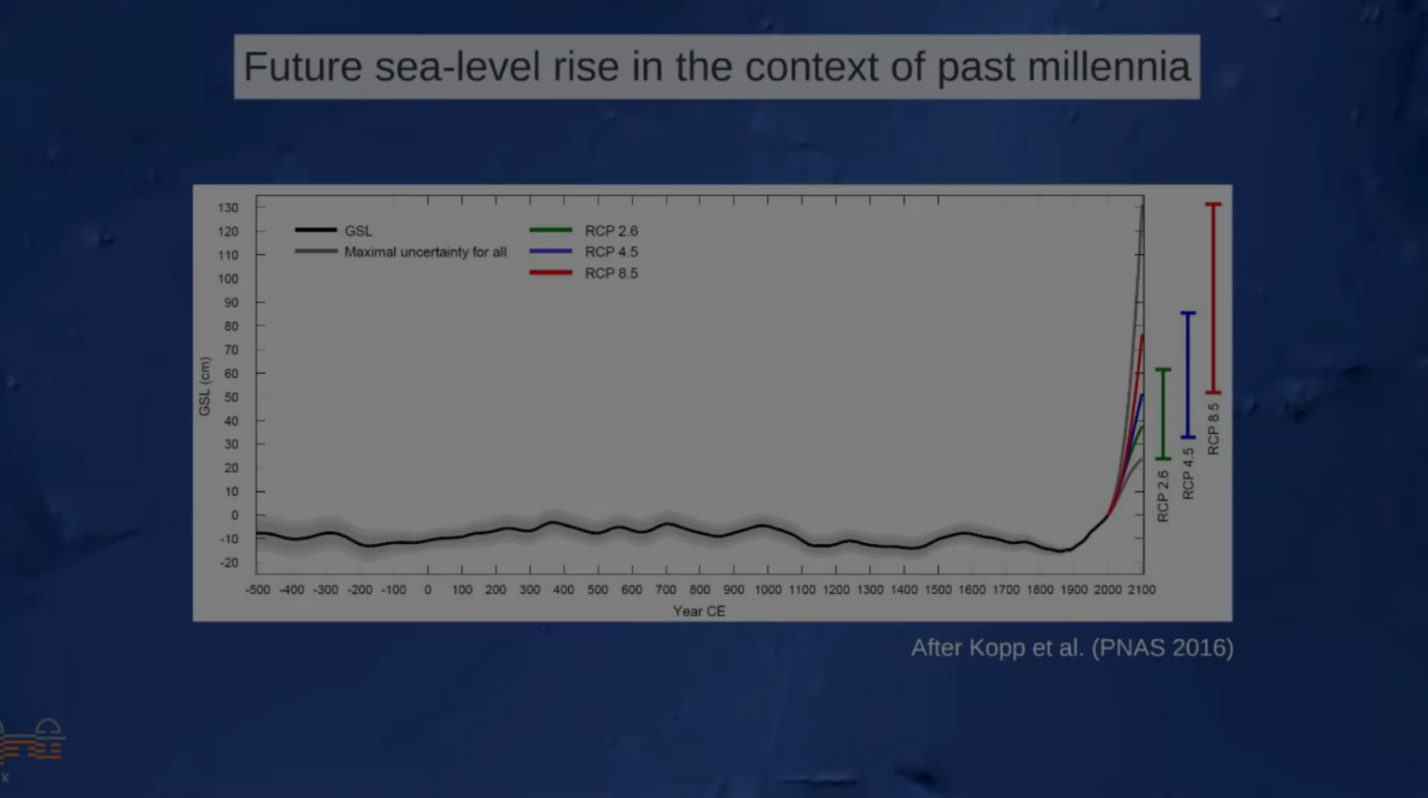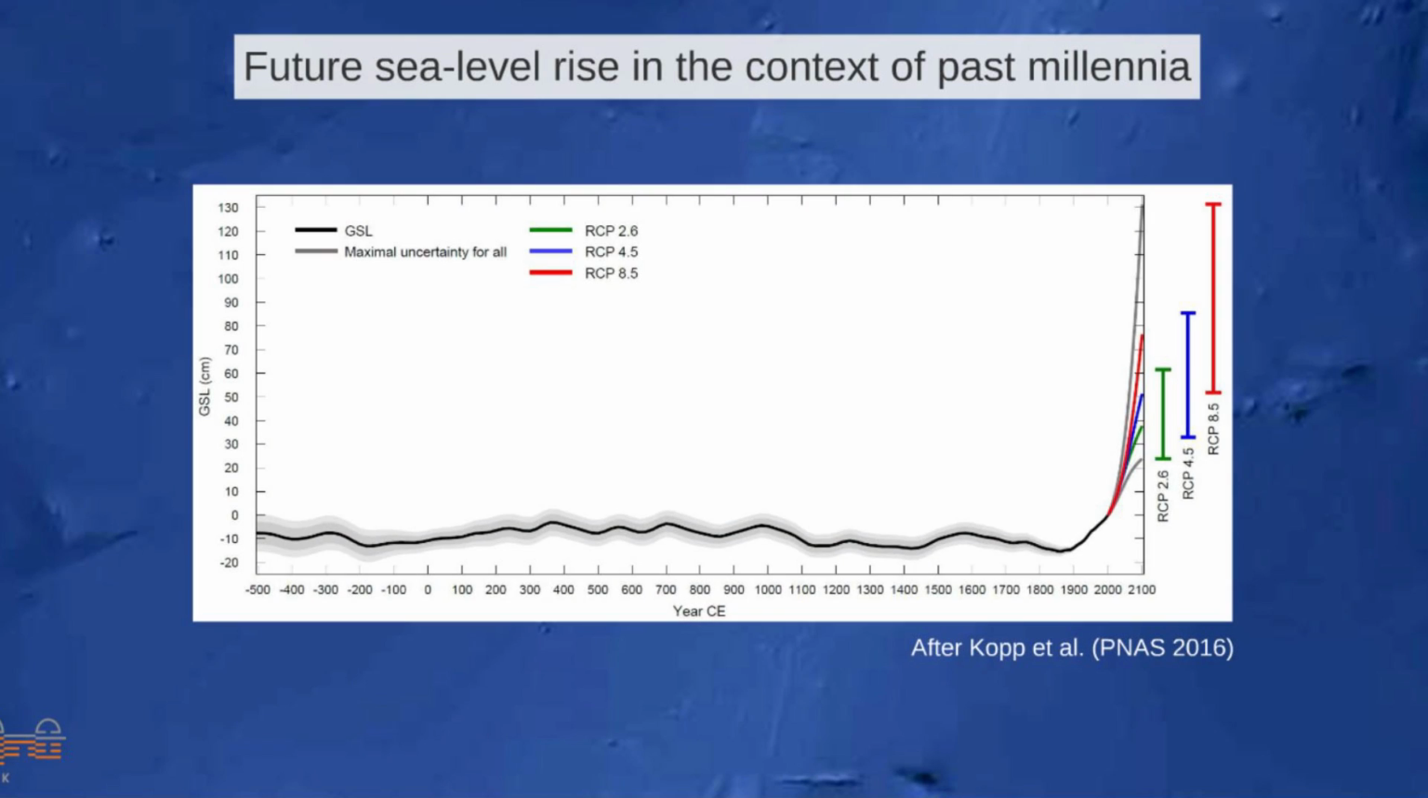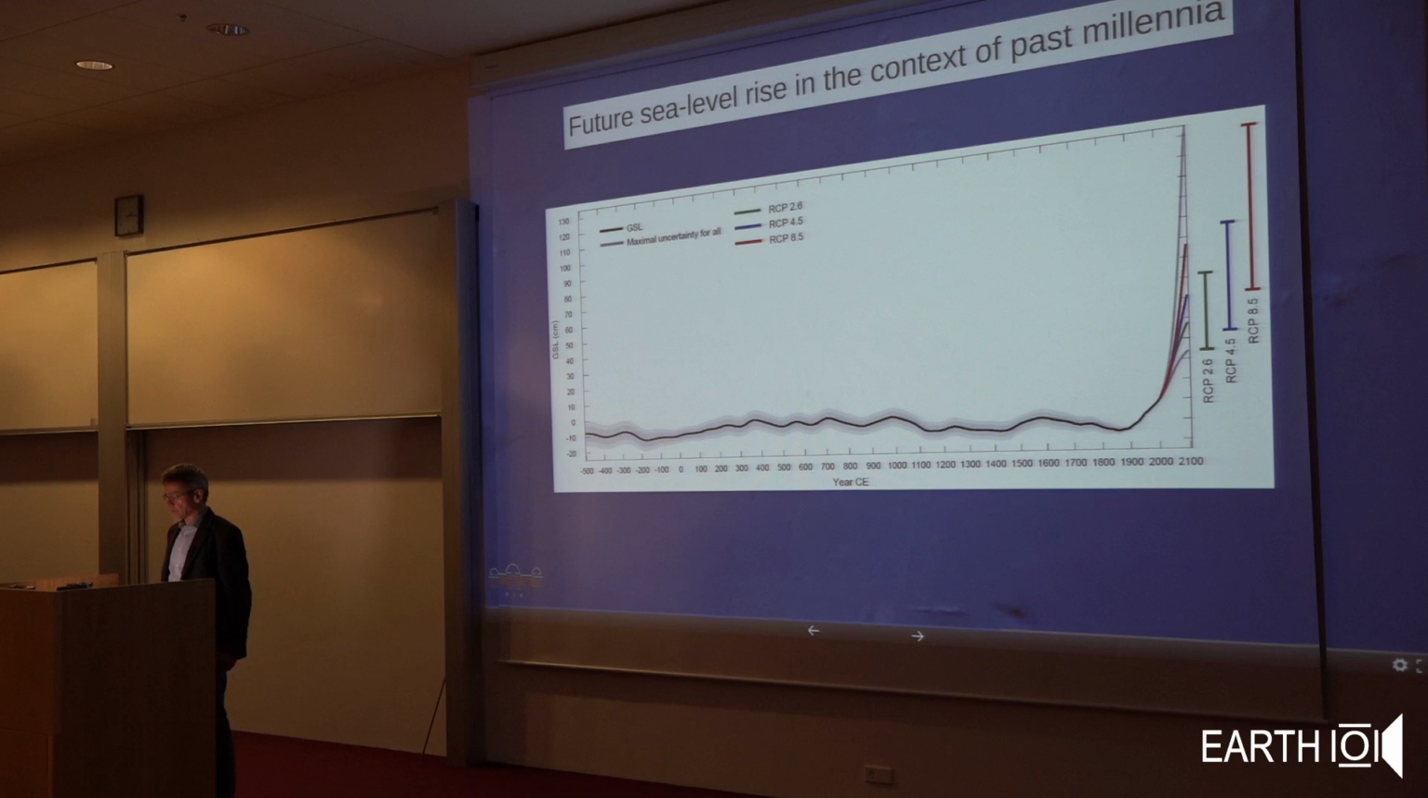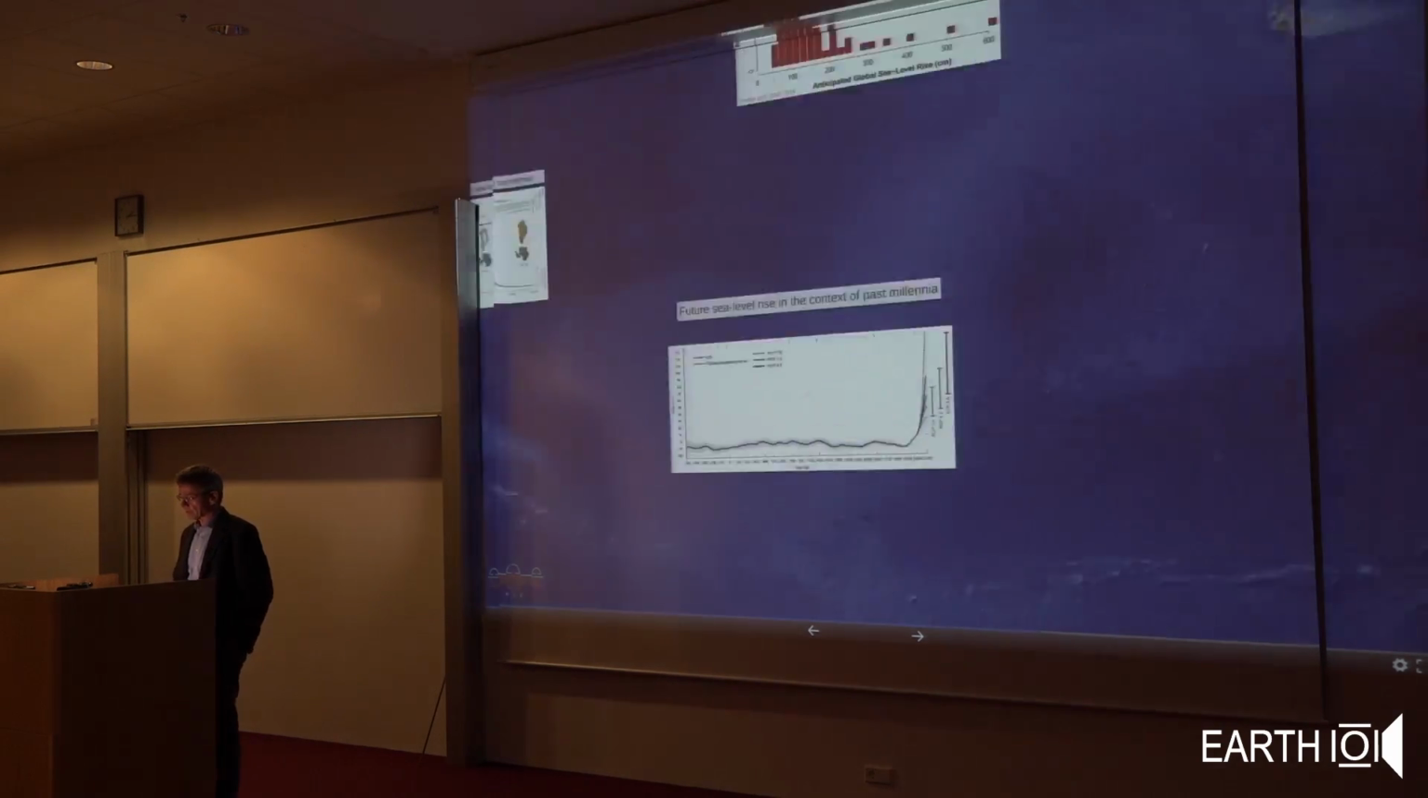So if we want to put these future projections of sea level rise into a larger context of the last millennia, it looks like that. In comparison to that rise that we expect in future, the variations in the last millennia are really dwarfed, and sea level looks very stable in comparison to what will happen ahead of us in this century.